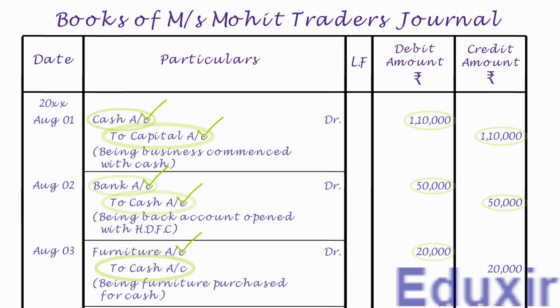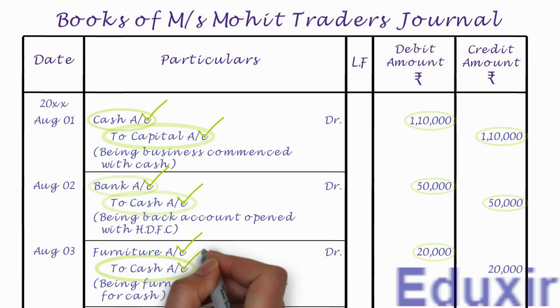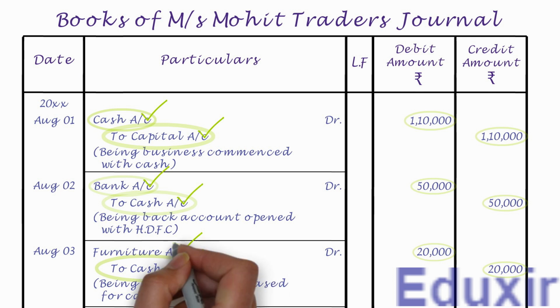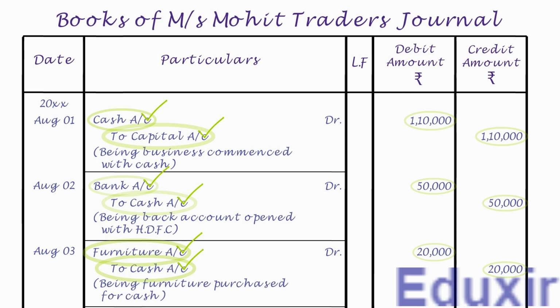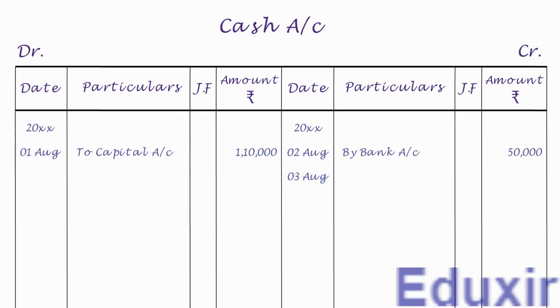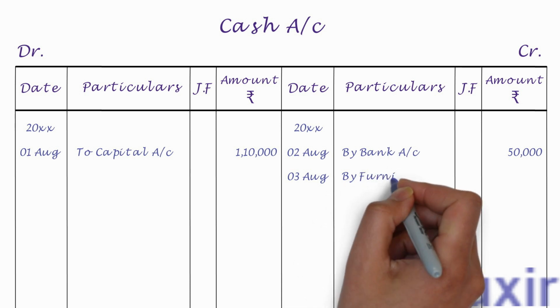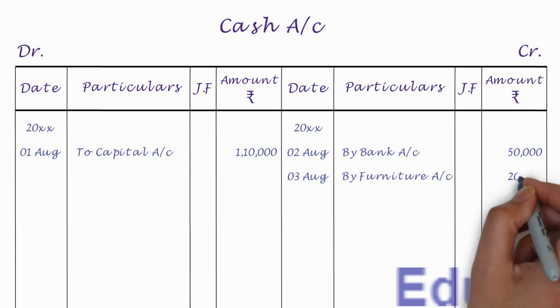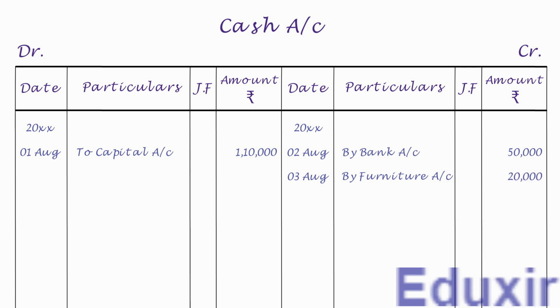As the name suggests, it needs to be posted on the credit side of the cash account and the credit amount is 20,000 rupees. Note that the details that need to be posted into the particulars column is furniture account. As we already have the cash account, let us now post this entry into that account. Let us first write the date. We need to write by furniture account into the particulars column. Let us write the credit amount of 20,000 rupees into the amount column. With that, we have completed the posting of this journal entry into the cash account. Let us now take up the next entry.